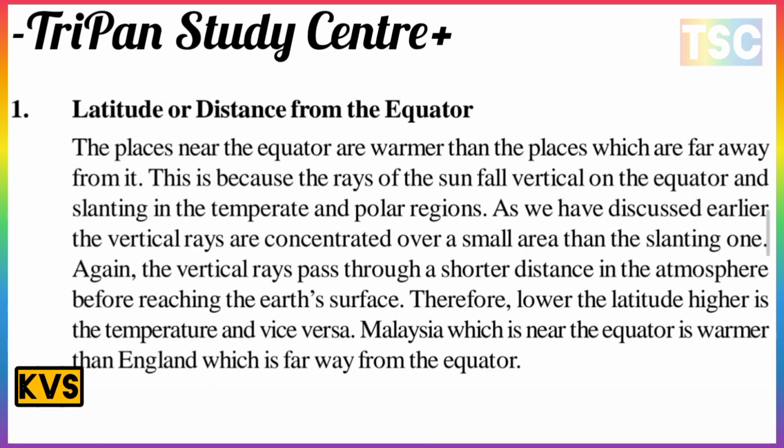The first point is important here: latitude, or distance from the equator. The places near the equator are warmer than the places which are far away from it. This is because the rays of the sun fall vertically on the equator and slanting in the temperate and the polar regions. As we have discussed earlier, vertical rays are concentrated over a smaller area than slanting ones. Again, the vertical rays pass through a shorter distance in the atmosphere before reaching the earth's surface. Therefore, the lower the latitude, the higher the temperature, and vice versa.